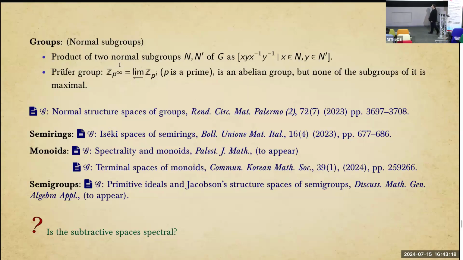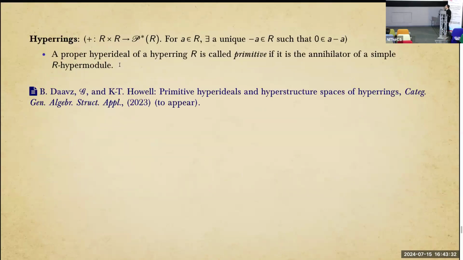At this moment, I'm not sure. The question is, if it is not, then if you have prime subtractive elements, ideals, will they be spectral? So that could be another interesting question. Then we can actually talk about hyperrings.